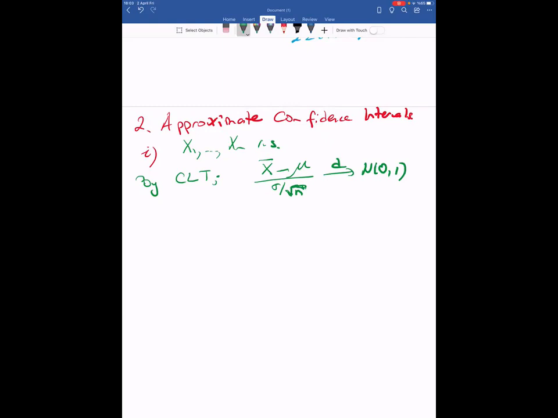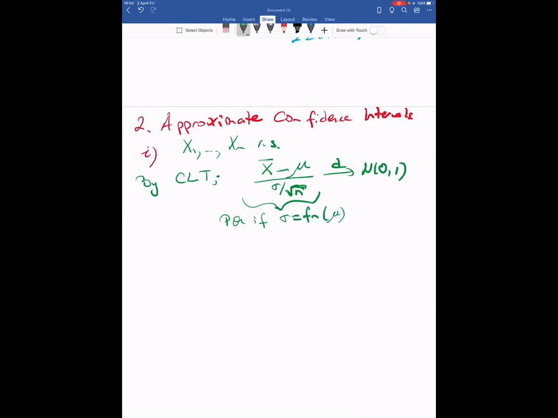When we look at the quantity here, we have an unknown parameter mu and an unknown parameter sigma. If sigma is known, everything is okay. But let's say sigma is unknown, but it's a function of mu. In that case, we can define this quantity as a pivotal quantity. So this will be a pivotal quantity if sigma is a function of mu.